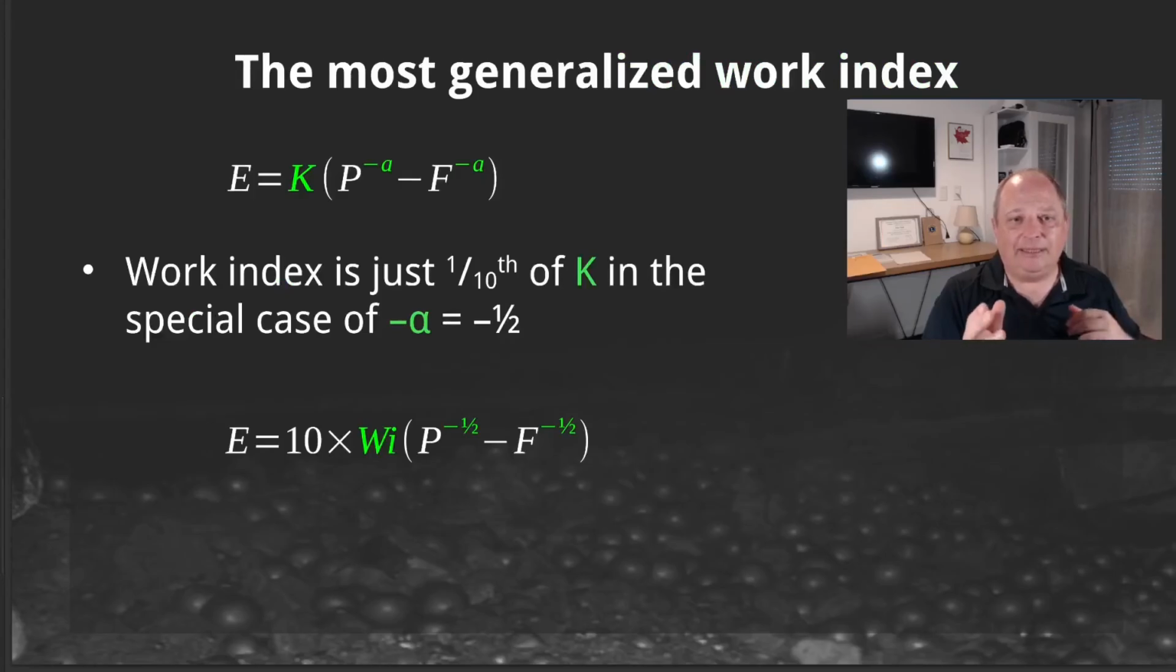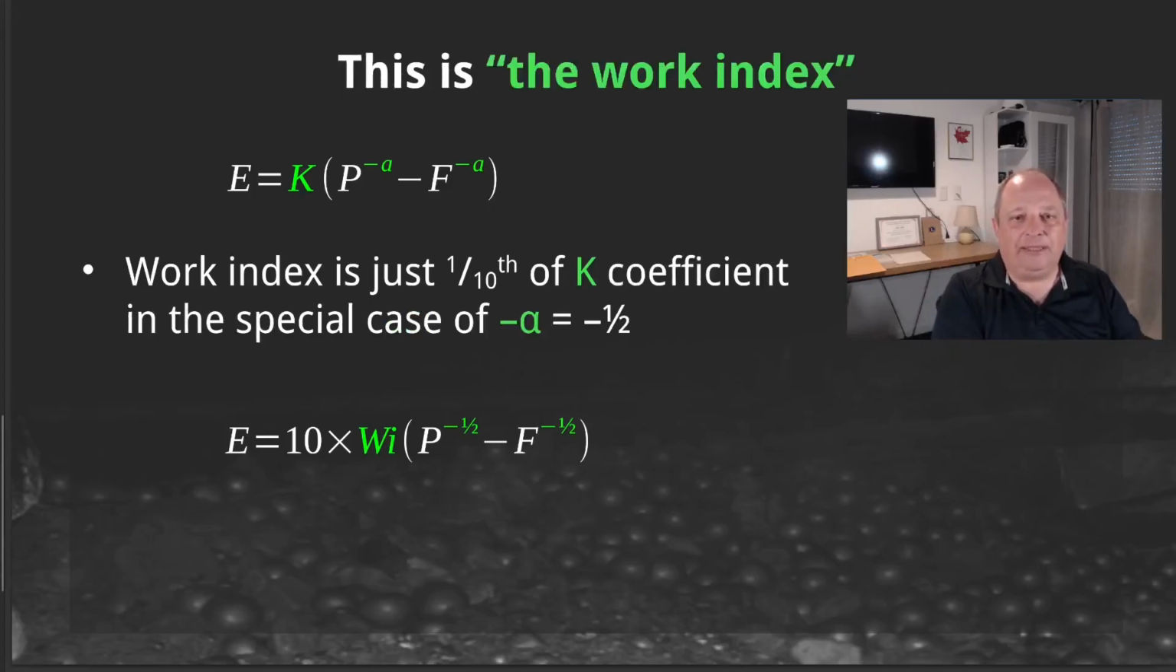So in this example, in this framework, the work index is 1/10 of the value of K in the Hucke conjecture solution for the special case where the exponent on the size term is -1/2. So 1 over the square root of a number is the same as that number to the power of -1/2. So this, I would argue, is the work index. It's the most generalized form. It's just 1/10 of this coefficient in this Hucke conjecture context.